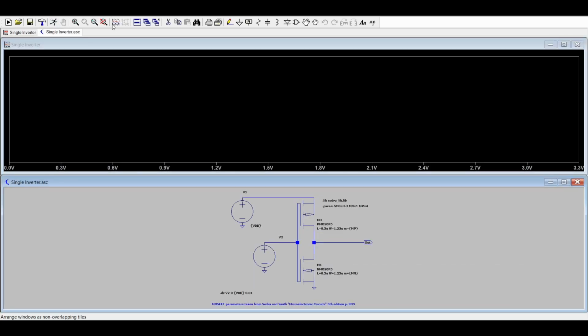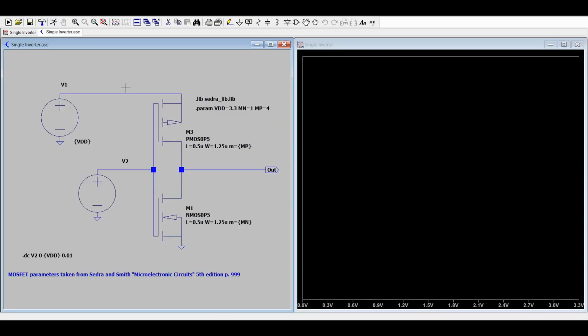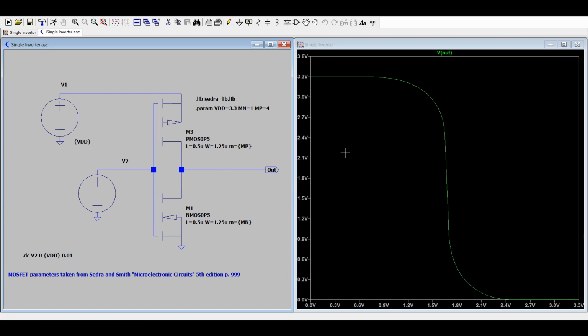Then I'm just going to rearrange the windows. Once again, I'm not going to click on it, but if I did, I'd see my input just rises linearly, and I can then see the response of my output by clicking on it. And we get this very typical curve here. The horizontal axis is my input voltage of my inverter at the two gates here, and the vertical axis is the output voltage right here. This is the steady state performance.